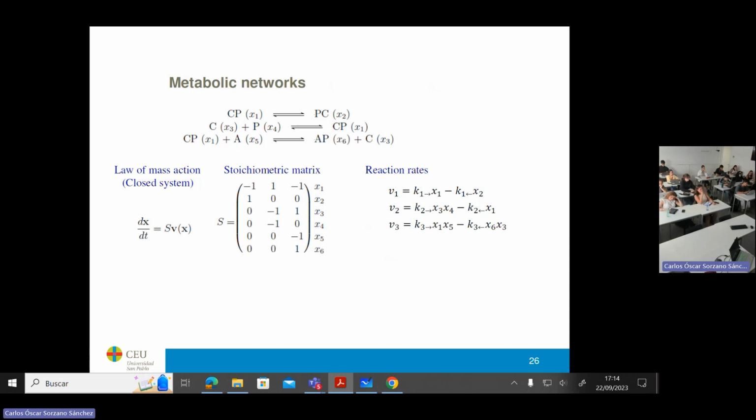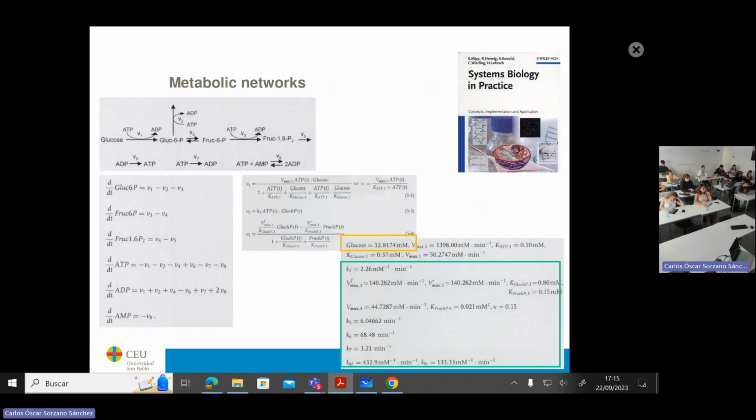And then x2. x2 in the first one is created. And then here it doesn't appear, and here it doesn't appear. So we have 1, 0, 0. x6 here doesn't appear in the first one, doesn't appear in the second one. So we have 0, 0. And in the last one, it is created. So we have 1, the positive sign.